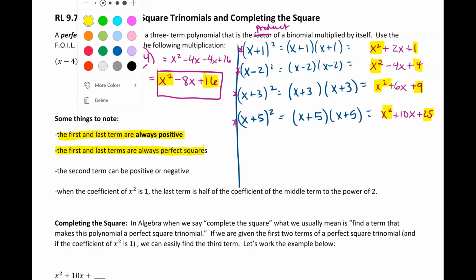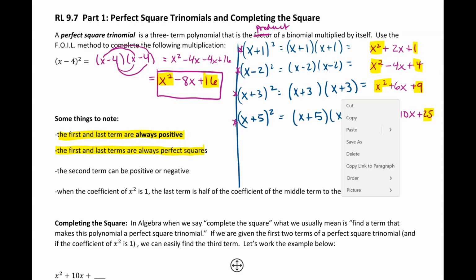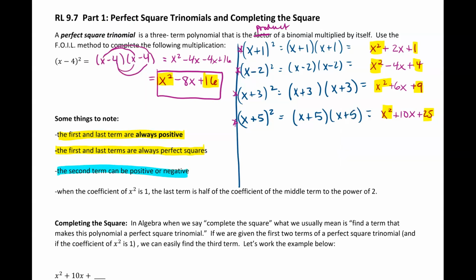And then the middle term can be either positive or negative, the second term. So we have a negative 8x, and that negative I can see corresponds to the negative in the original binomial. Over here we have a positive 2x, and this was addition, a negative 4x, and we had a subtraction, positive 6x from addition, and positive 10x from addition.